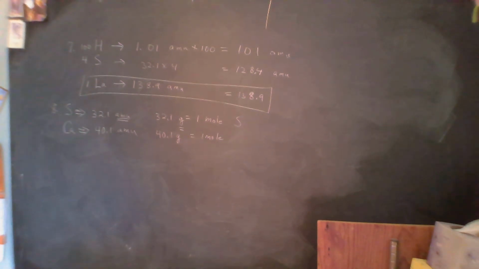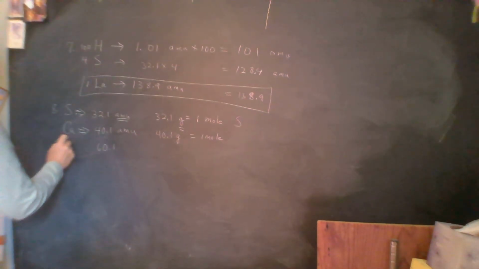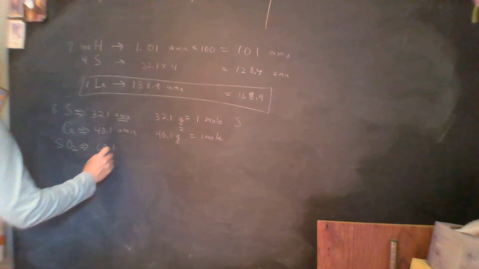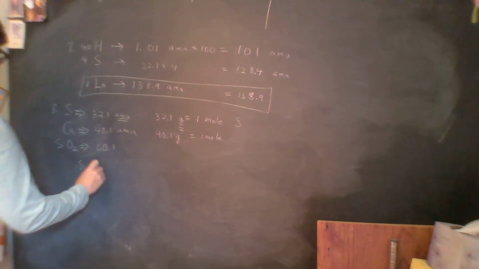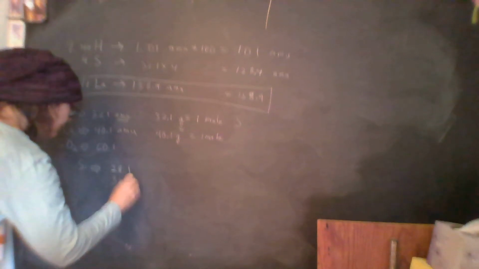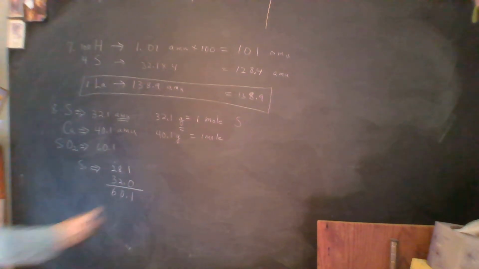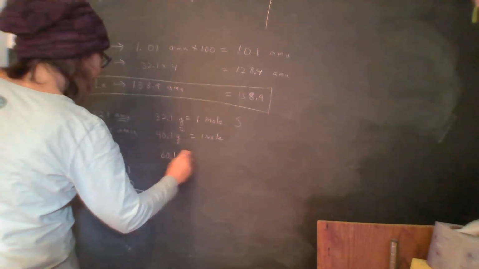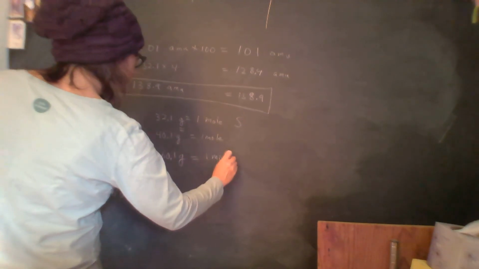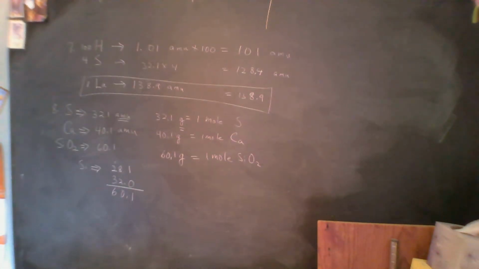What's the next substance? 60.1 grams of silicon dioxide. So the AMU of silicon is 28.1, and oxygen is 16. Ooh, look at that, 60.1. Therefore, 60.1 grams of silicon dioxide equals 1 mole. Pretty cool. So that's what all those things have in common. They are all equal to 1 mole of themselves.